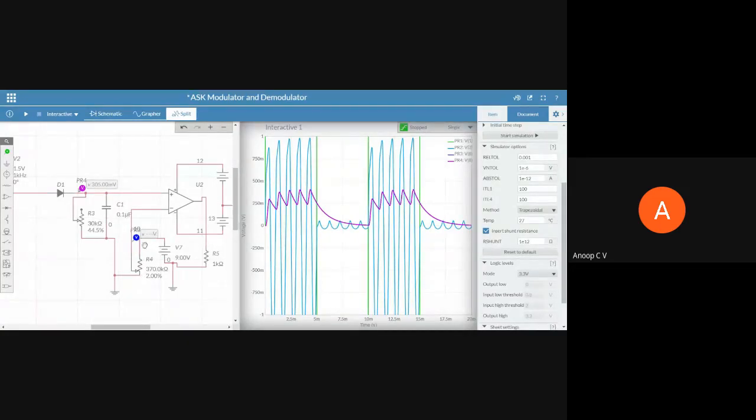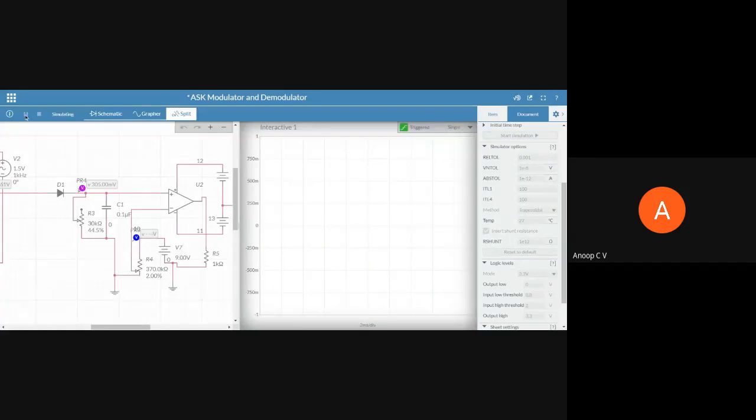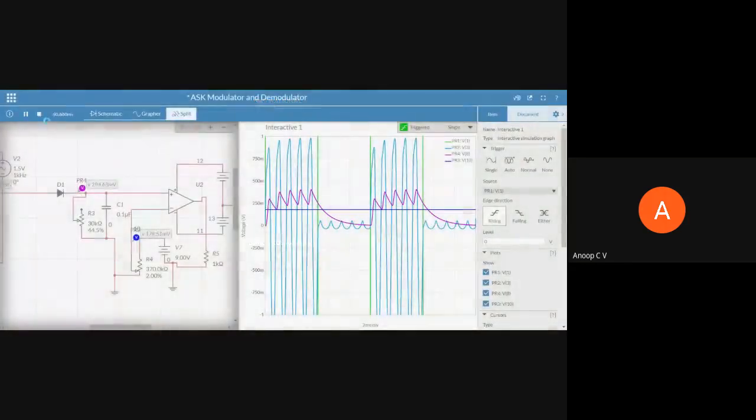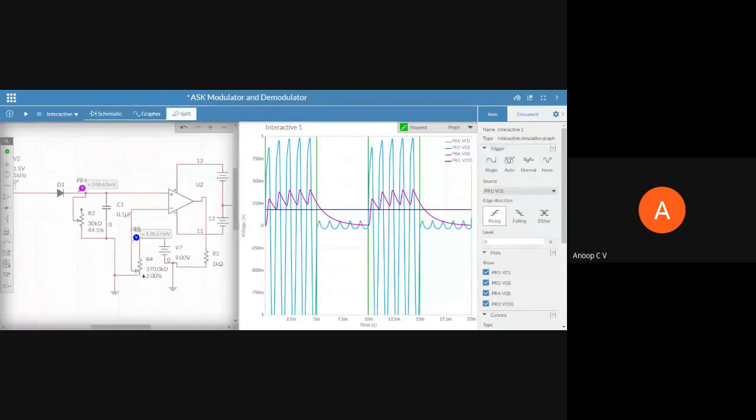So now I'll just simulate it so that we can see the reference level, what it is. I've already adjusted the reference level to this. Now let me reiterate: this signal, that is the envelope detector signal, is given to the positive input or non-inverting input, and this is what is given to the inverting input. So now what will happen? What will be the output?